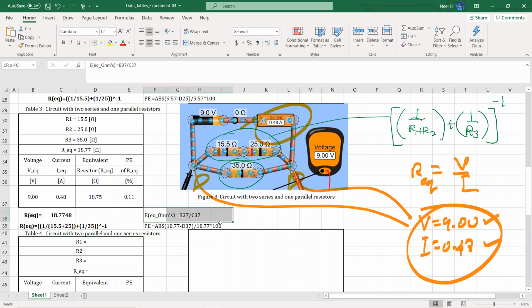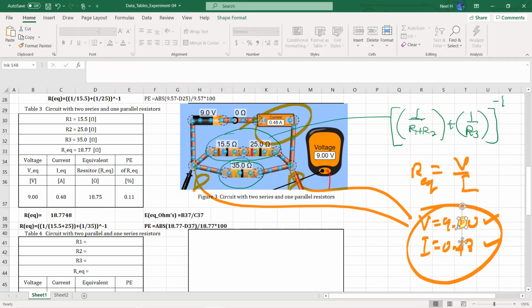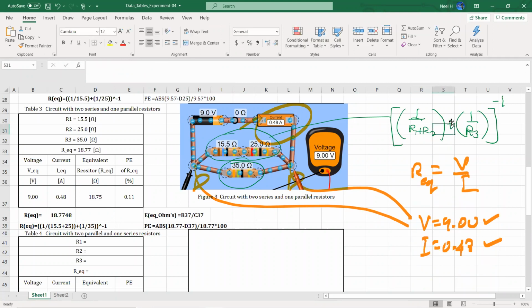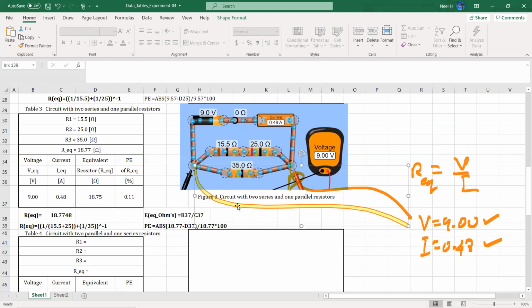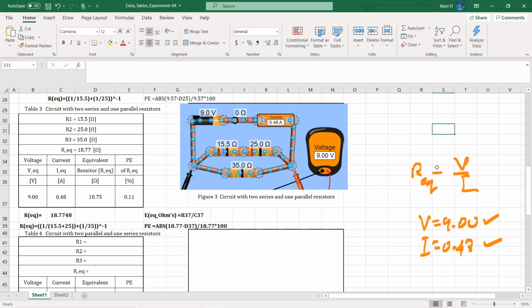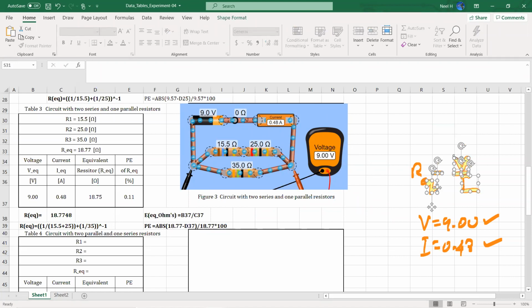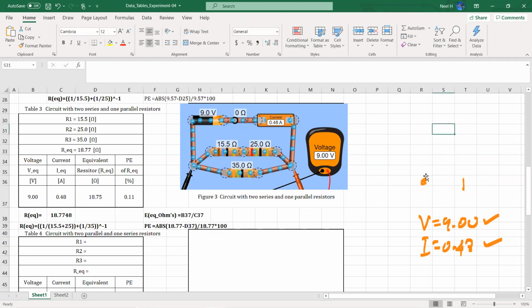Okay, guys, any question? Anybody have any problems doing that calculation? Good, no problem. Okay, then let's continue to the next one.